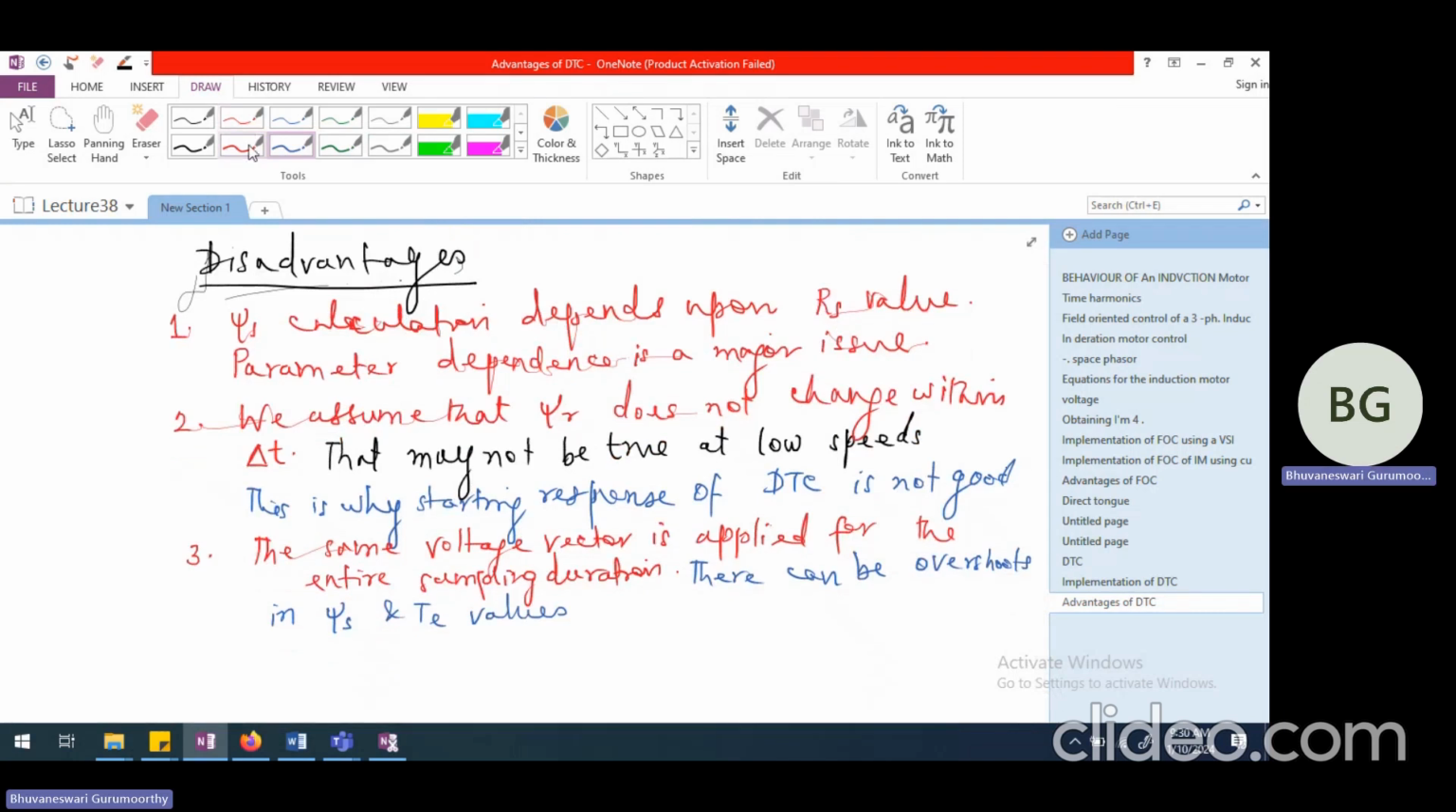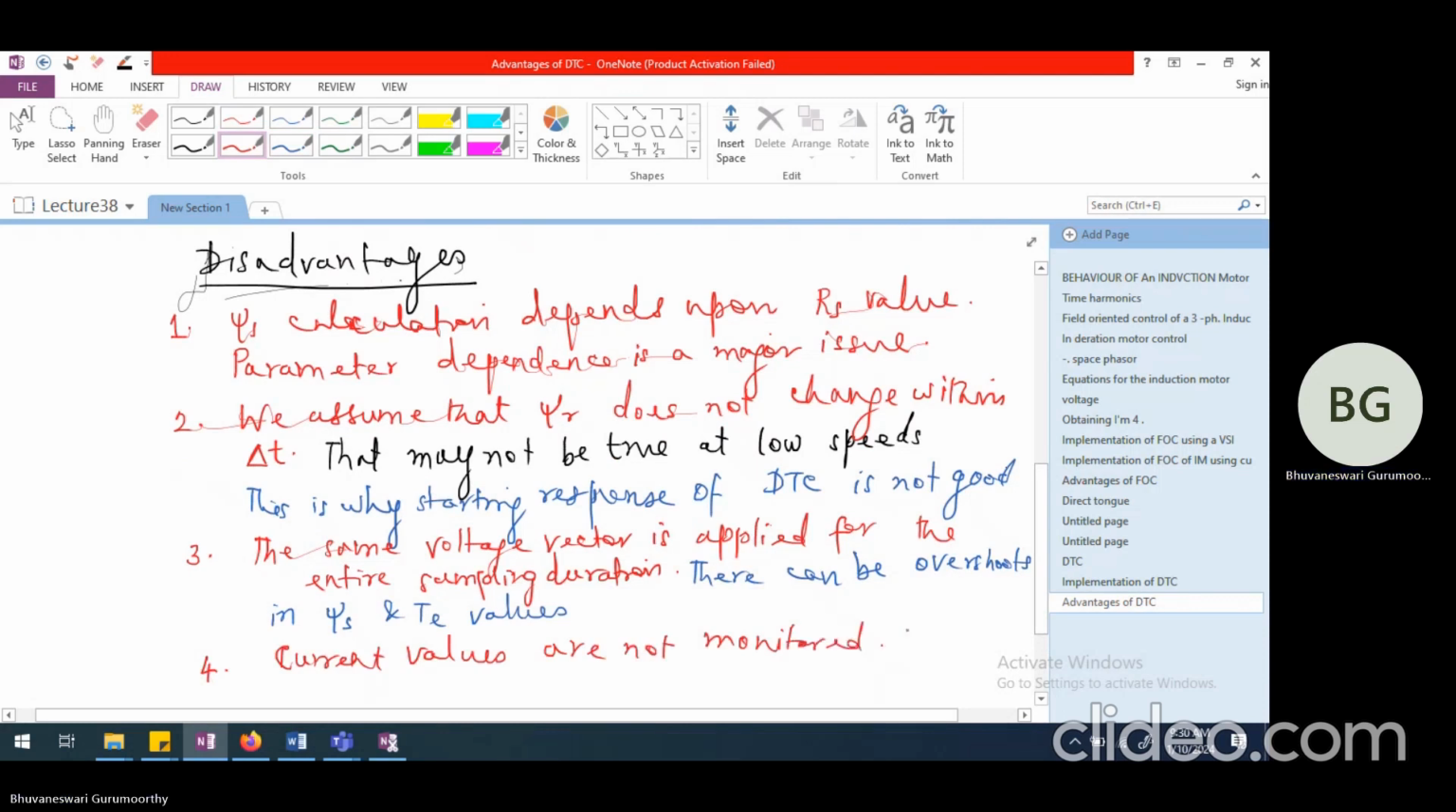And last but not the least, one more disadvantage is current values are not being monitored. Current values are not monitored. So there could be large overshoots in currents.